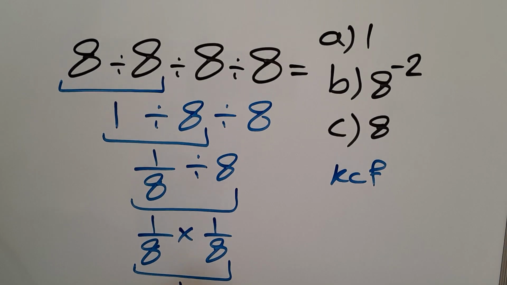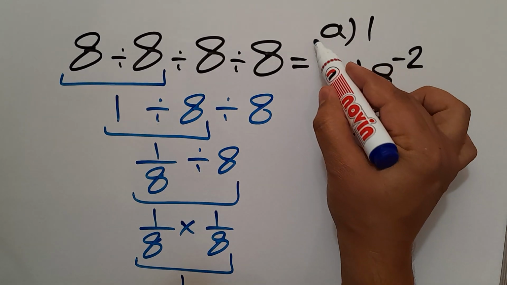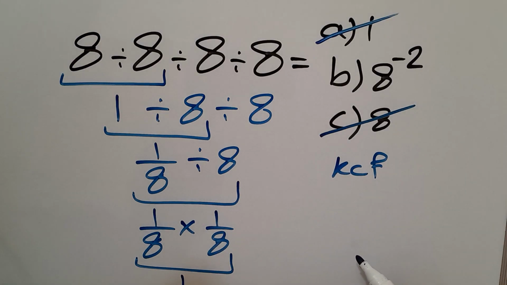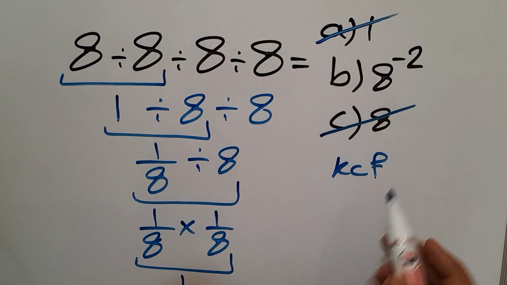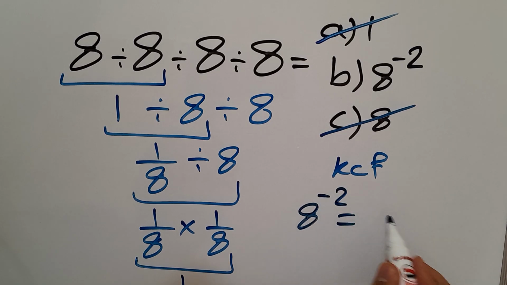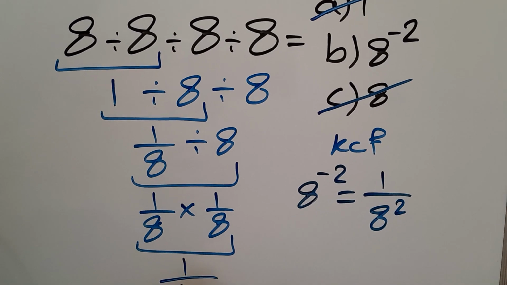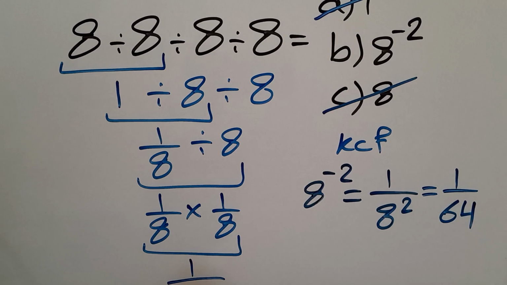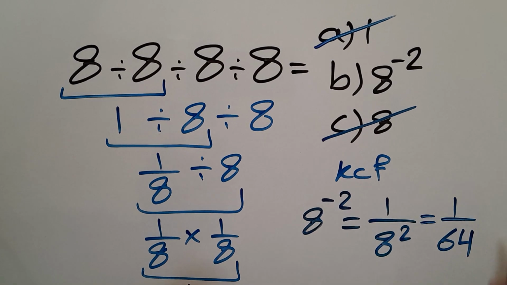Okay? So therefore, option A and option B are not correct. We have just option B, 8 to the power of negative 2. And this is equal to 1 over 8 to the power of 2. And this is equal to 1 over 64. So therefore, option B is correct.